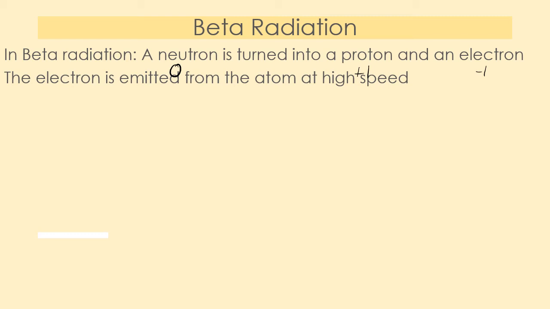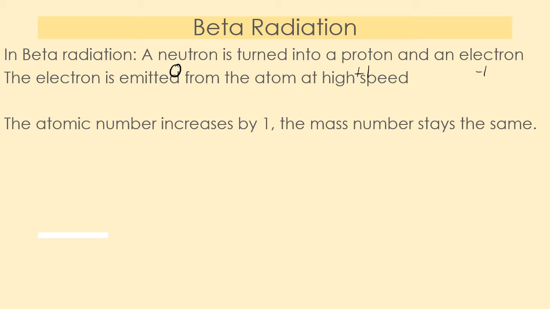And the electron is emitted from the atom at high speed. In this case, our atomic number increases by one. We've got more protons, but our mass number stays the same. We've still got the same number of protons and neutrons. Yes, we have one less neutron, but we have one more proton, so it will cancel out.